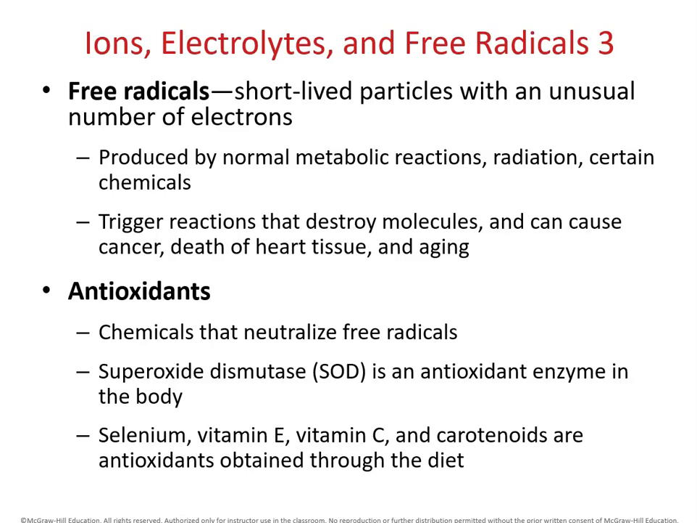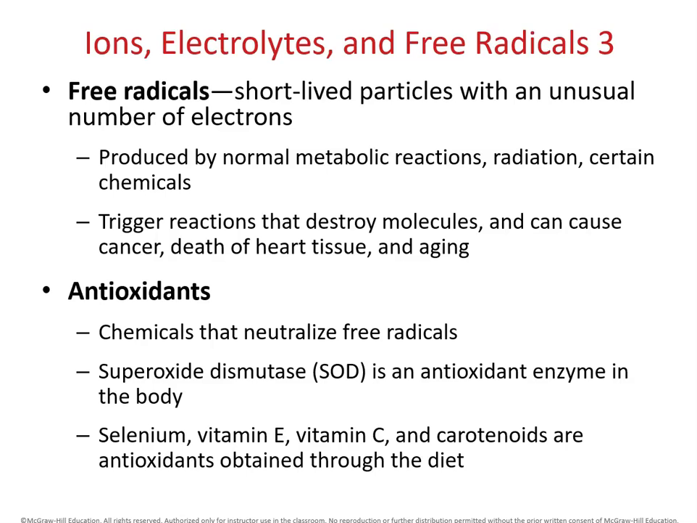Remember that I told you that atoms typically have 2 electrons in the first shell, 8 in the second shell, 8 in the third shell. Free radicals can be the exception to that rule. They can do some funky things with their valence electrons, and these can be really damaging to cells. Okay, we want to minimize free radicals in our cells, and one way that we do that is antioxidants.